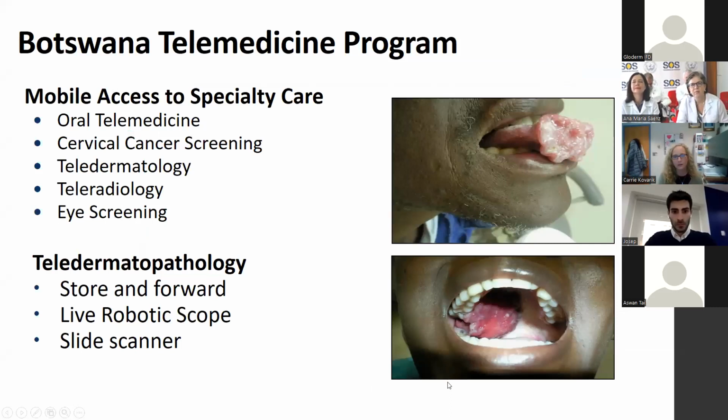And then with our Botswana telemedicine program, we've also partnered with other specialties because, again, once dermatology was up, we could benefit other specialties. It was very easy to roll that out to other visual specialties. And then we also had teledermatopathology because I'm a pathologist, and we've had several different types of dermatopathology over the years.